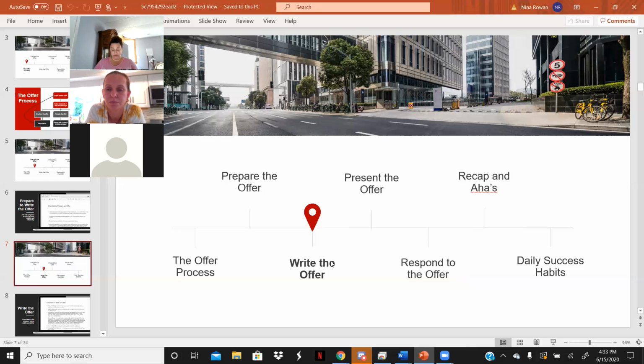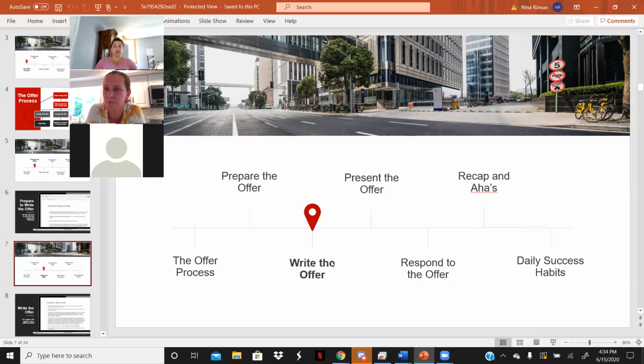So here we give them a deadline, right? Typically it's 24 hours, unless otherwise stated. So if I'm writing an offer, even if it's tonight, I'll give them until tomorrow at 6 o'clock to get back to me. I think that's fair enough.